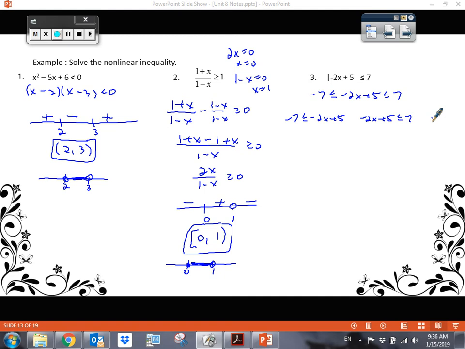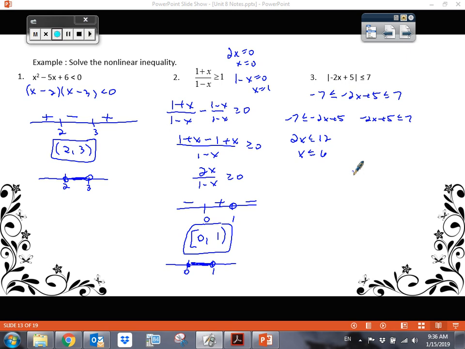Now remember the whole thing, when you divide by negative, you have to flip the sign. So instead of doing that, I'm just going to avoid it by moving the 2x over. I'm just going to add it to the other side. So I'm going to put the 2x over here. I'm going to add the 7 over here. What is that? 12. So x is less than or equal to 6.